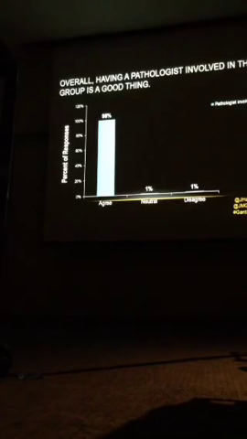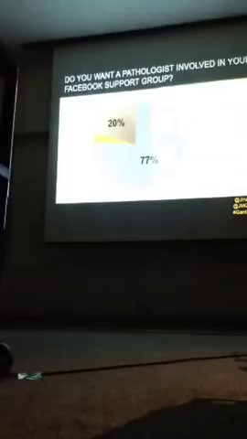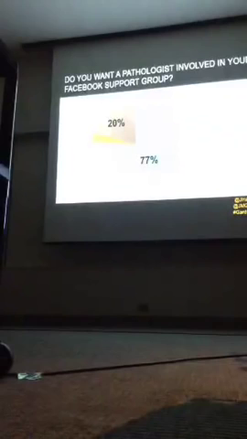That tells me that this is what patients want. A large group of patients across a broad sample said, yes, we like having a pathologist in our group. They want this. And so we asked them, do you want that pathologist involved? 77% said, yeah. We asked the other groups if they wanted that, and even the groups that didn't have a pathologist said, yeah, we do. Most of them did. And the majority were just unsure because they hadn't had any experience with that yet.